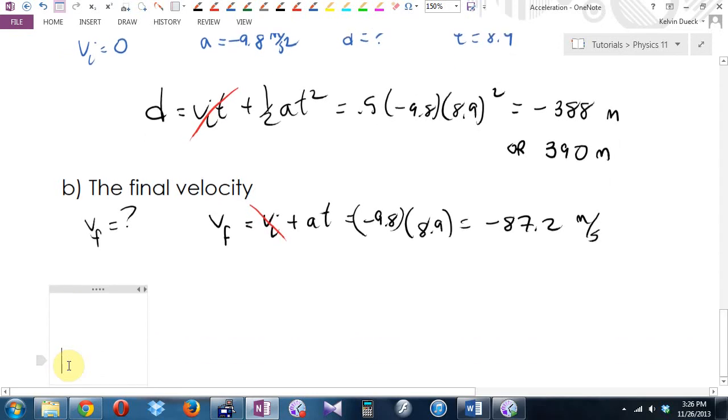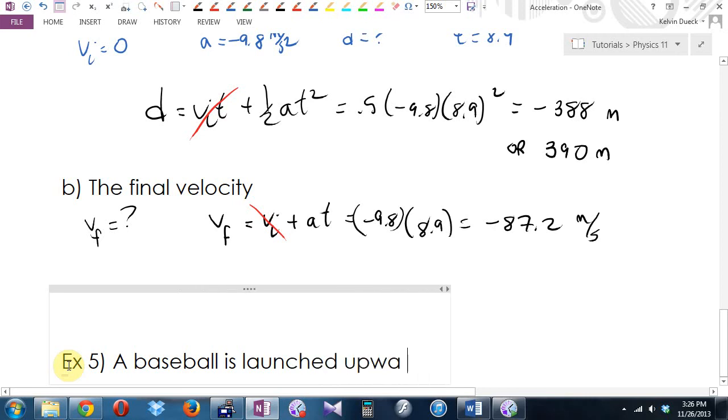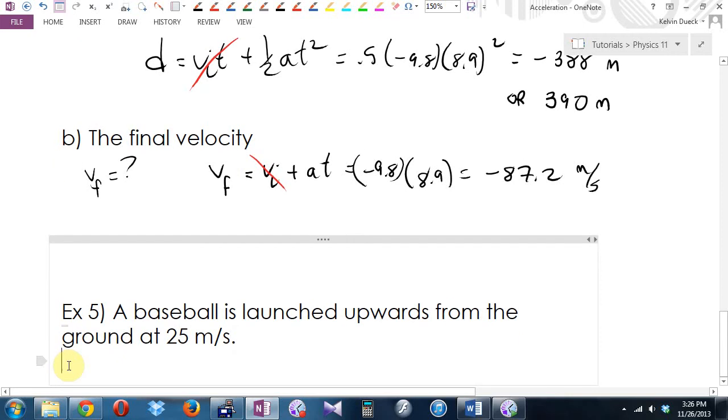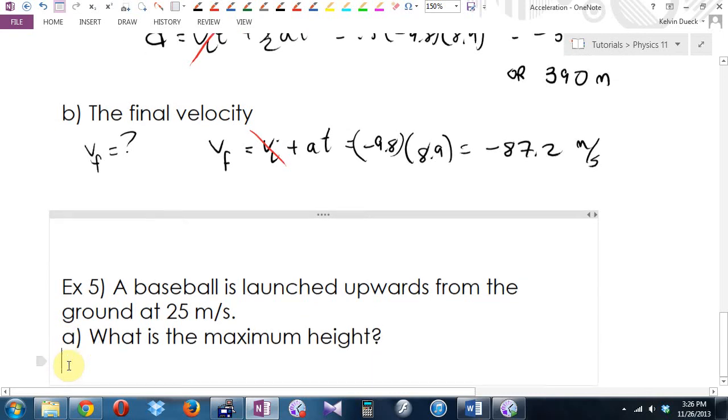Instead of dropping, I could say this. A baseball is launched upwards from, well, heck, from the ground at 25 meters per second. So if we throw something straight up from the ground, what is the maximum height?